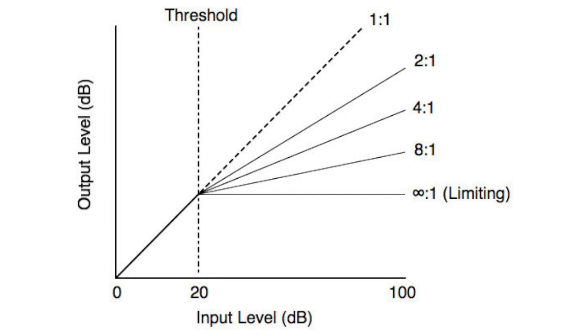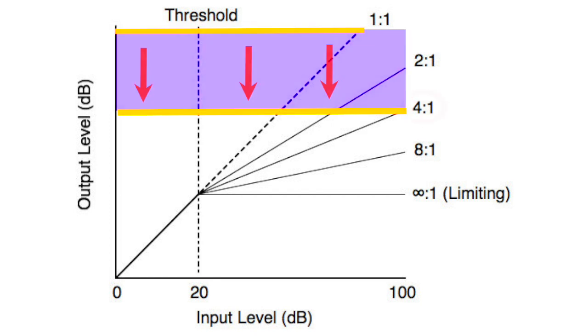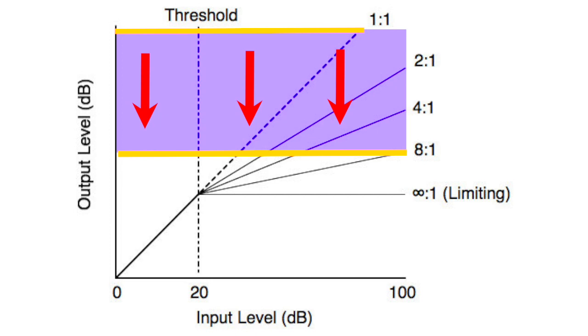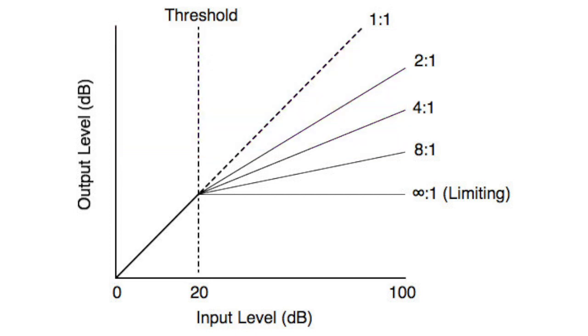Then a stronger ratio of 4:1 gives an even lower output level. Then the 8:1 ratio, which is a very strong ratio. We can see that the output level is again lower. Then finally the limiter, which has the infinity to 1 ratio. We can see that once the threshold is hit, the output level remains the same as it is being limited.